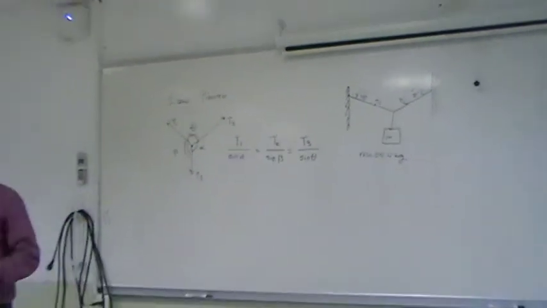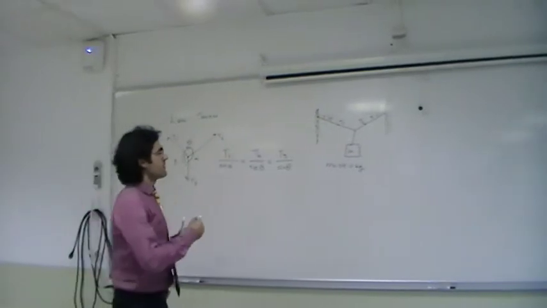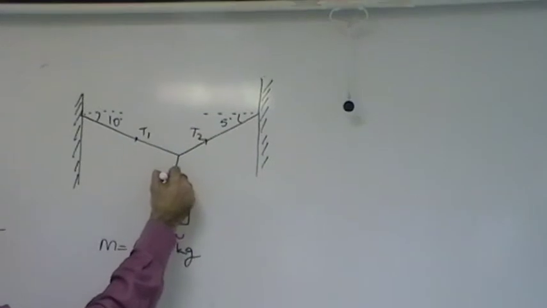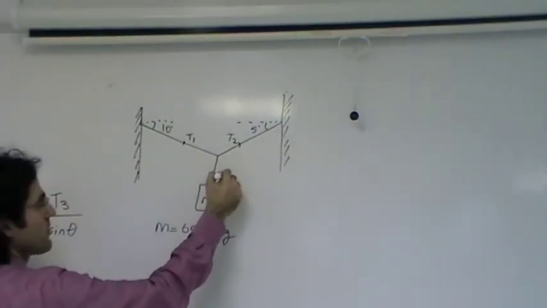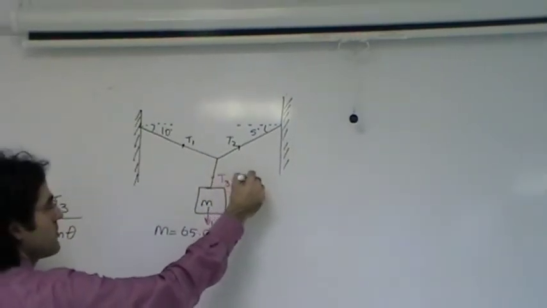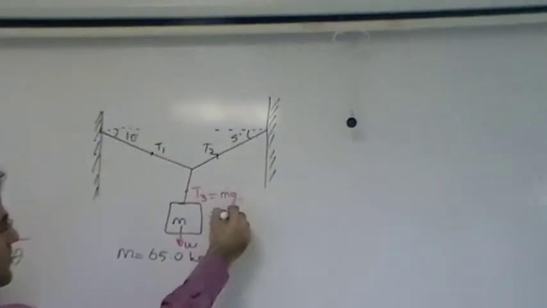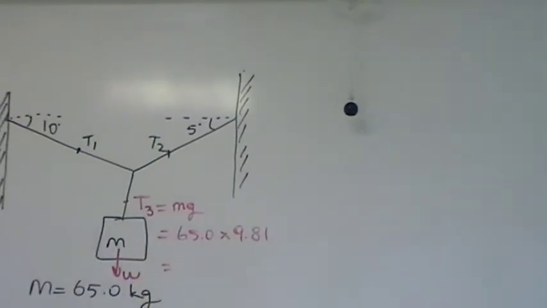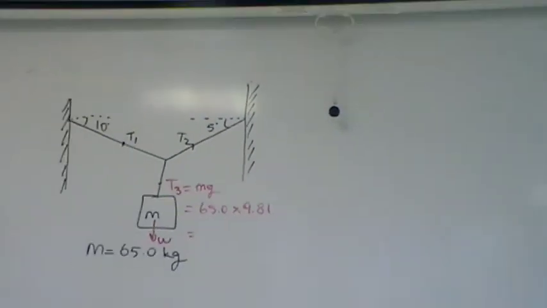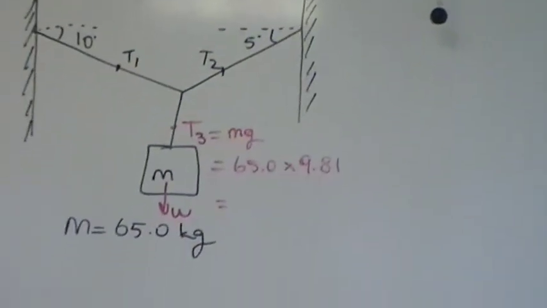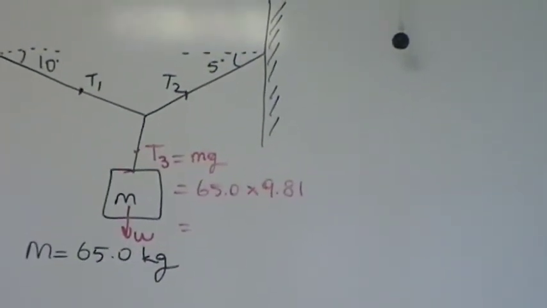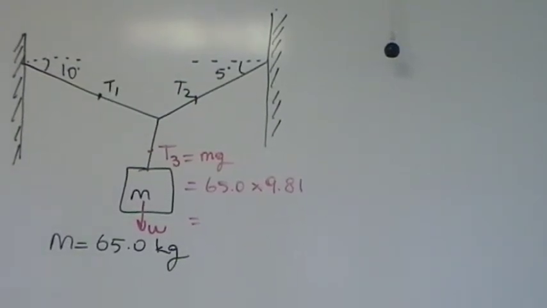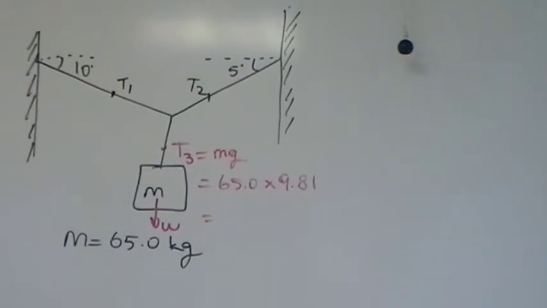All we need to do is to find, first of all, the tension in the string, which will be equal to the weight, because this is in equilibrium, therefore the tension has to be equal to the weight. So let's say this is tension 3, which is equal to mg, and that is 65.0 multiplied by 9.81. Using three significant figures, 65 times 9.81 is going to give you 638.